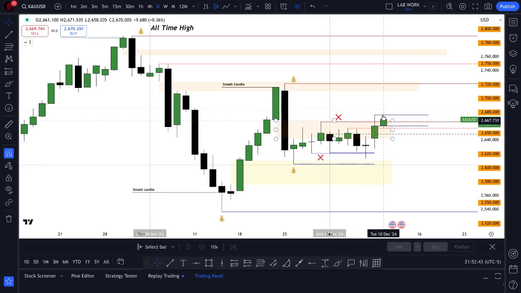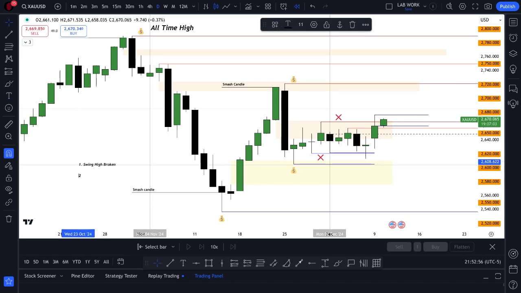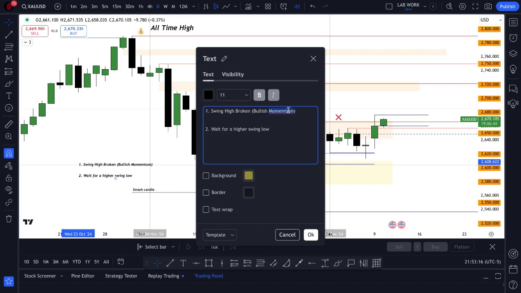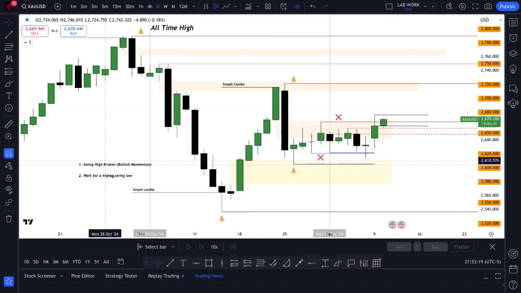So this could be a buy signal. You could buy on the breakout if you are speculating higher price action. But since price broke a swing high, I would simply wait for a higher swing low to form. So one, swing high broken. Step two, we have to wait for a higher swing low. And the swing high being broken is bullish momentum, if I can spell momentum. I think I spelled that wrong. Did I? Yeah, I did. And that's pretty much it. So we're going to wait for a higher swing low.